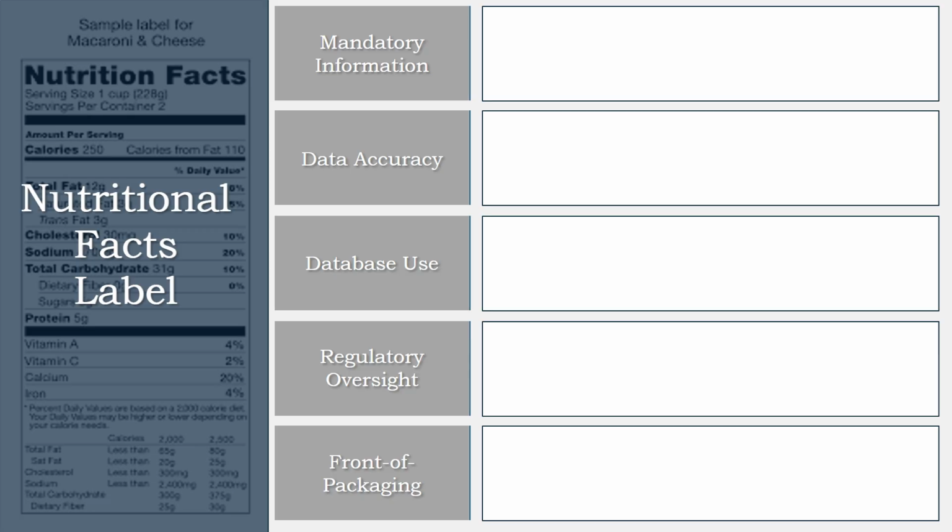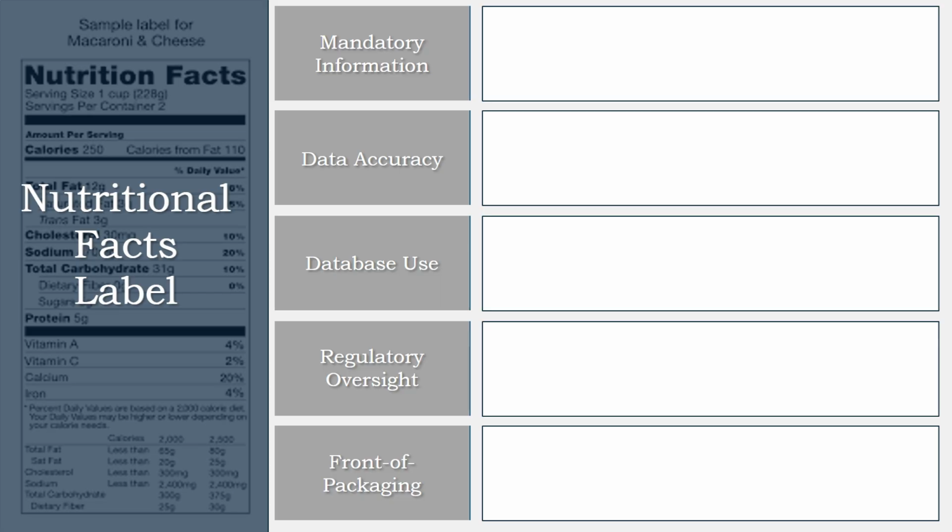Food manufacturers are required to provide a nutrition facts label on most packaged foods, which includes serving size, calories, and amounts of fats, carbohydrates, proteins, and salt. This is overseen by the FDA and mandated by the Nutrition Labeling and Education Act of 1990. Manufacturers determine these values through their own databases or by using National Institute of Standards and Technology, or NIST, certified reference materials to ensure accuracy.